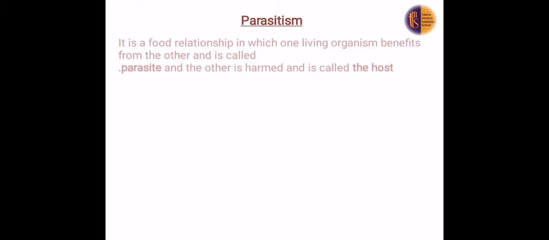The third type is called parasitism. So we have number one, mutualism, commensalism, and parasitism. What happens in parasitism? It's a food relationship in which one living organism benefits from the other and is called the parasite, and the other is harmed and is called the host. So in parasitism, one gets benefit and the other gets harmed.